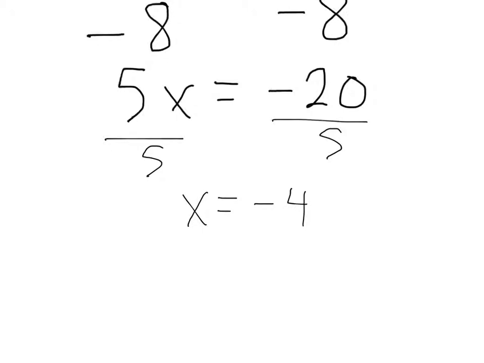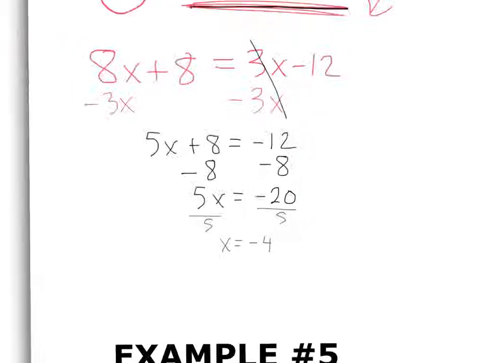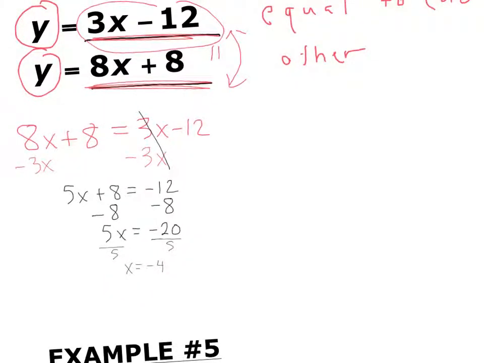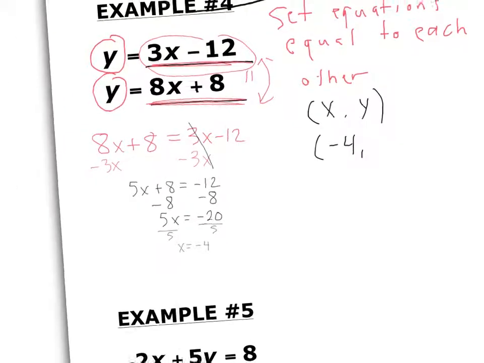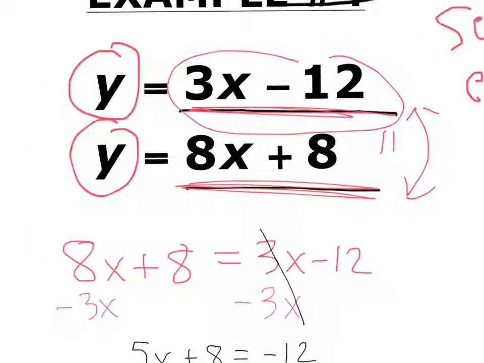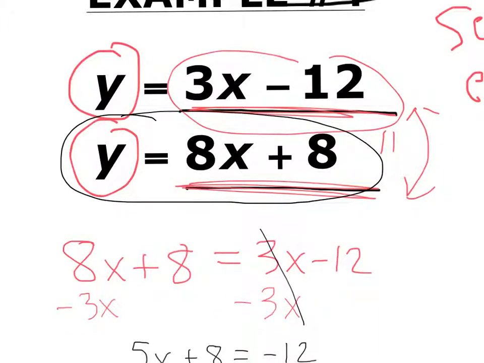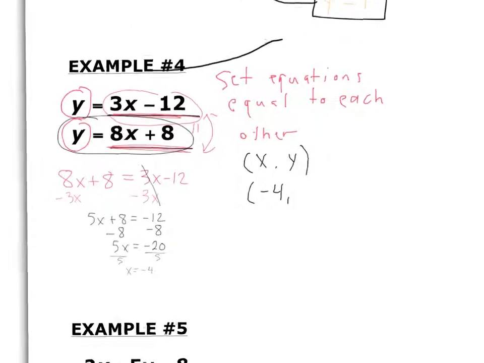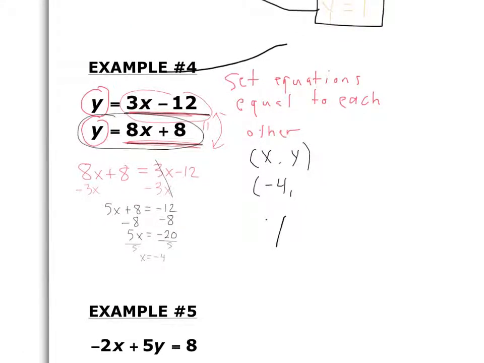Okay, so that is the first part of our ordered pair. So let's go ahead and write that down. We have our x, y ordered pair, and we know that our x is negative 4. Okay, so to find our y, we can plug into either one of these equations for x. Let's choose the bottom one. Okay, so let's rewrite that equation. We have y equals 8x plus 8, and inside that we're going to place our negative 4.